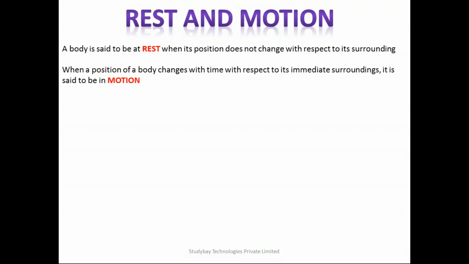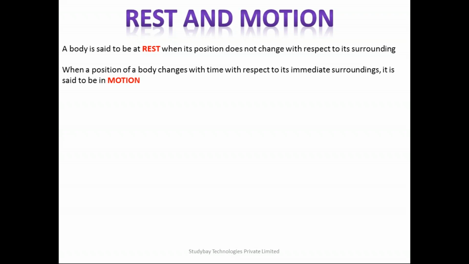First point is about rest and motion. Now, when is a body said to be at rest and when is it considered to be in motion? Let's say we have something in our room. We are sitting in a room and there are a lot of things there. So let's consider any one of them. Now, check whether its position is changing with respect to the surroundings in the room or not.